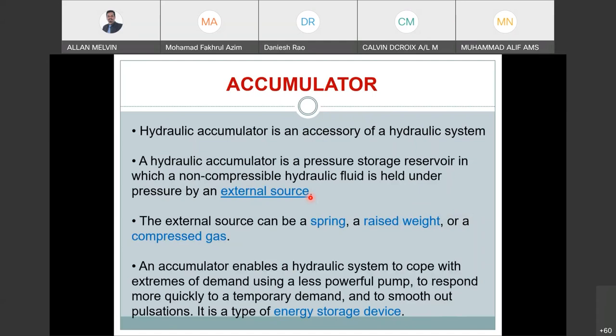We move on to the last part of the slide. The accumulator. Earlier we saw hydraulic pumps, then we saw hydraulic oil and how to select it, and now we move to the last part, which is the accumulator. From the name we know you need to accumulate something, pool something. Okay, so a hydraulic accumulator is an accessory of a hydraulic system. So you can use this in your hydraulic system.